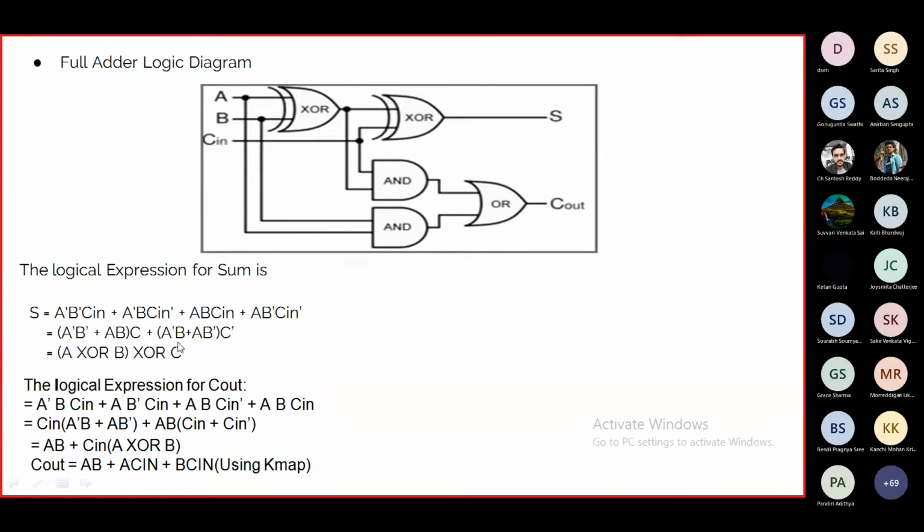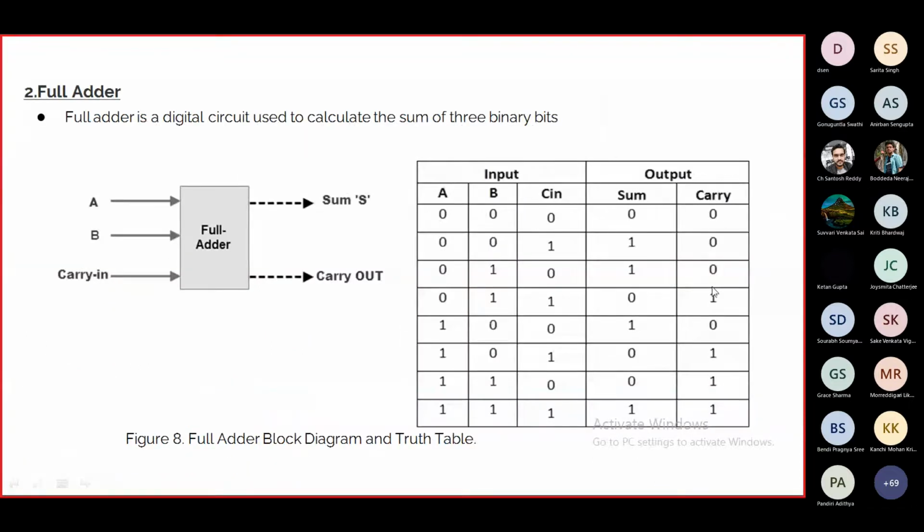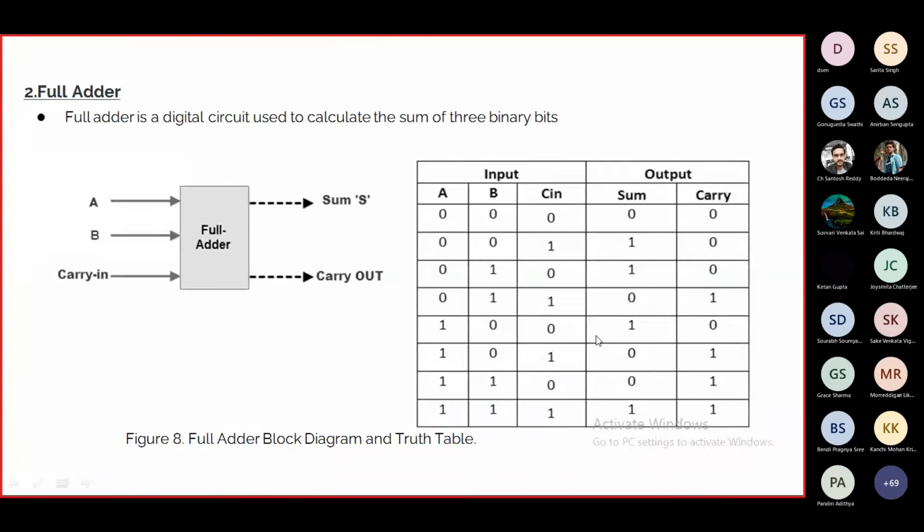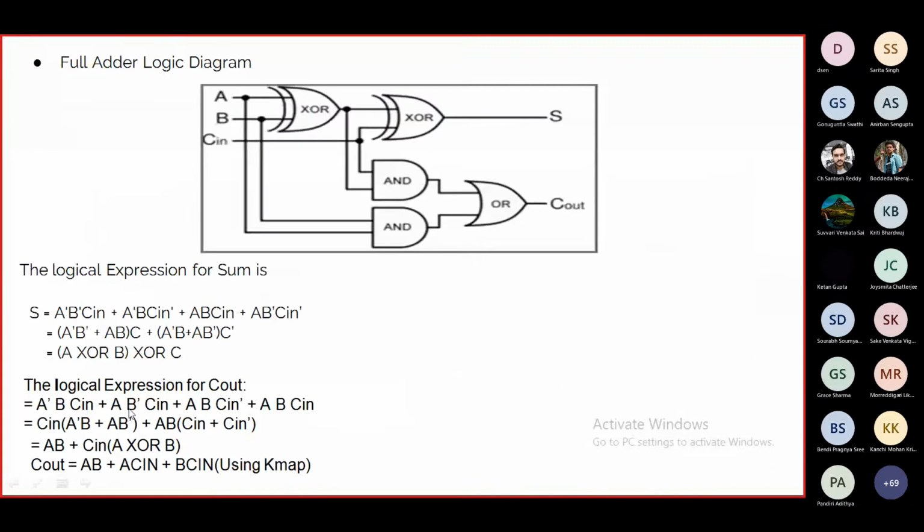And similarly we can see the logical expression for C out. The carry C out becomes 1 for input 0, 1, 1. So here we can see A bar, B and C in. Again, for logic inputs 1, 0, 1 the carry is 1, so there is A, B bar, C in. So the rest we can also reduce in this manner.